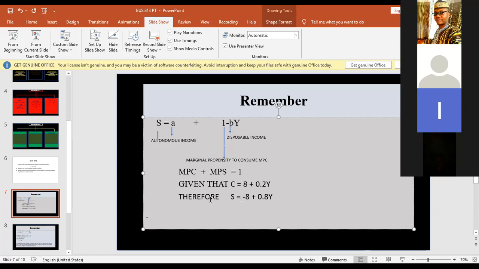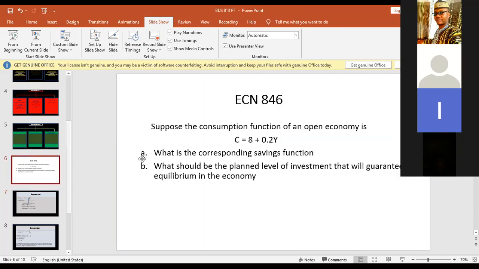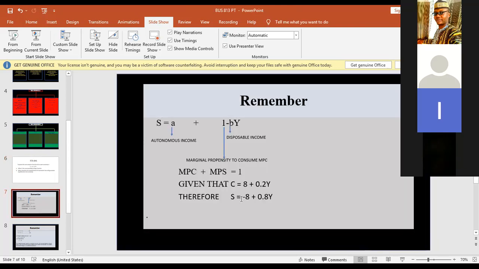So at the end of the day, what the man is looking for, I'm just saying this, I don't know if this is going to come out, but just in case, what this simply means now, in other words, is that the question is asking you, what is the corresponding saving function? The corresponding saving function is therefore minus 8 plus 0.8y. That is your answer. No calculator, no need to waste your energy. You move on if you have a good understanding of what all of this really means.